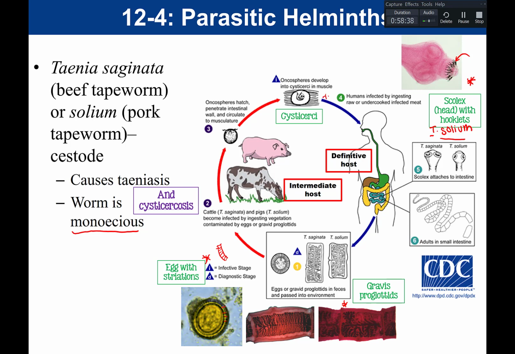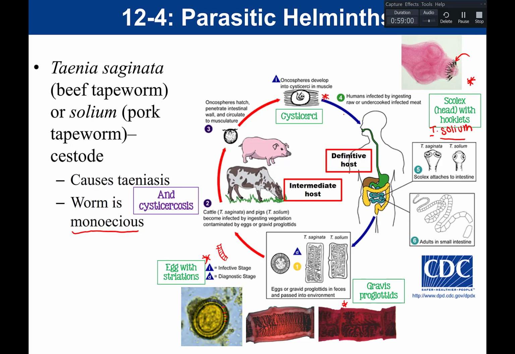And then we also need to identify the cysticerci, which is the larval stage that forms in the muscle. I will show you examples of our lab pictures so you can see what that actually looks like under the microscope. But there are 4 stages that you need to know for Taenia solium.